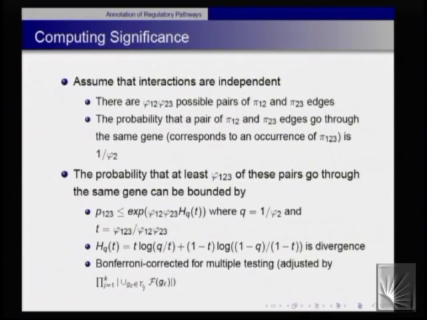You can do this using hypergeometric distribution. We use Chvátal's bound on hypergeometric distribution. It is simply the exponent of the frequency of the potential occurrences of the path times the divergence between the distributions that are defined by the background distribution and the observed distribution. I won't go into the details of that. And then we also use Bonferroni correction for multiple hypotheses.